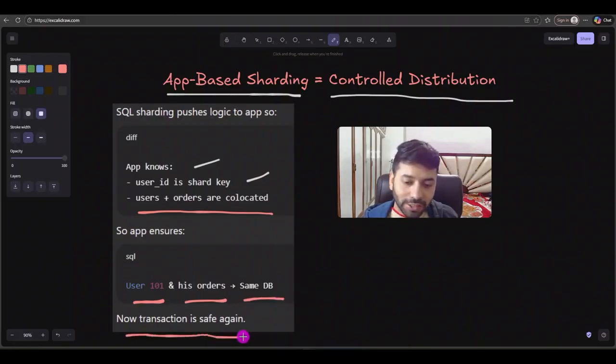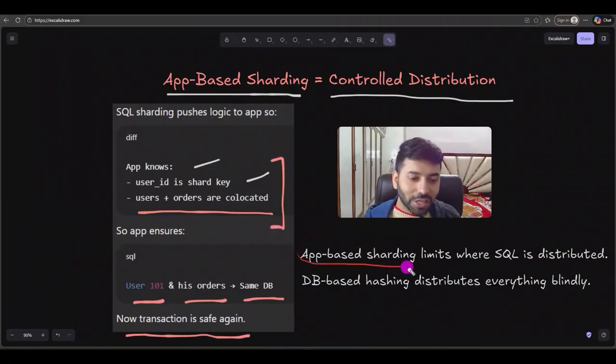And now the transaction is safe again because you apply the ACID on the same DB, and even the joins will happen on the same database, same machine. So you don't have to do it on separate machines, because you are handling that at the app level. So everything is controlled here. Basically, app based sharding limits where SQL is distributed, whereas DB based consistent hashing distributes everything blindly. Okay, so that is why we use app level based sharding in SQL databases.